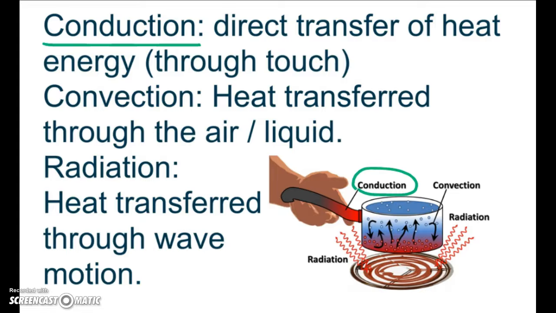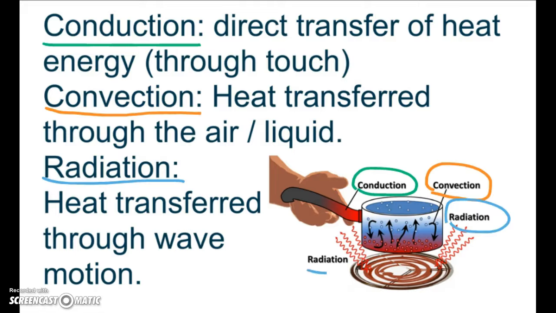The next type is something called convection, and that is heat transferred through the air or a liquid. And you can see that the water is being heated. The heat is moving through the water, through the liquid. And then the last type is radiation, and that is heat energy transferred through wave motion. So not direct contact, not through the material itself, the liquid or the air, but through the form of waves.